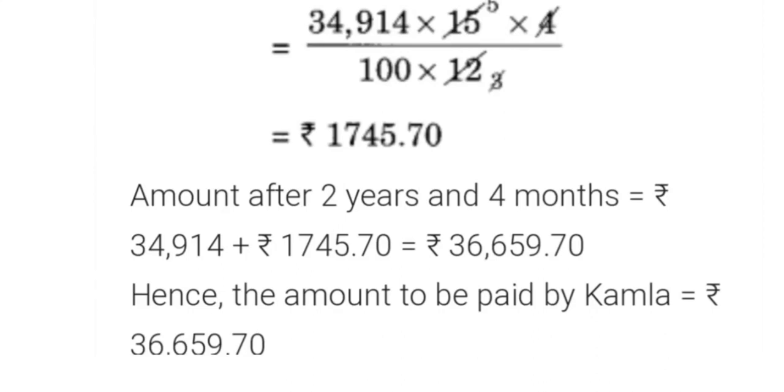Okay, so amount after 2 years and 4 months, we will add both. So it will come 34,914 plus 1,745.70. So the total amount is 36,659.70. Okay.